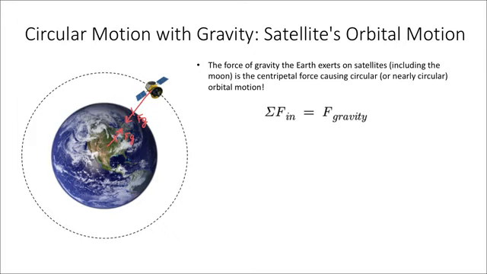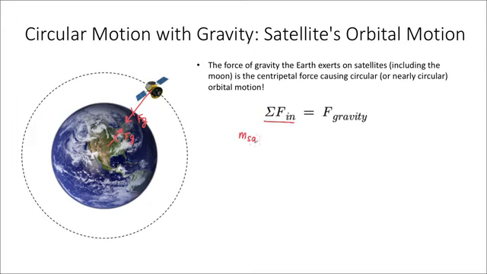So, because I know that gravity can act as the centripetal force in this case, and I can analyze the motion of the satellite, I can say that the net force pointing into this circle, this circular path that the satellite will take as it travels around the Earth, will be equal to the force of gravity exerted on the satellite by the Earth.